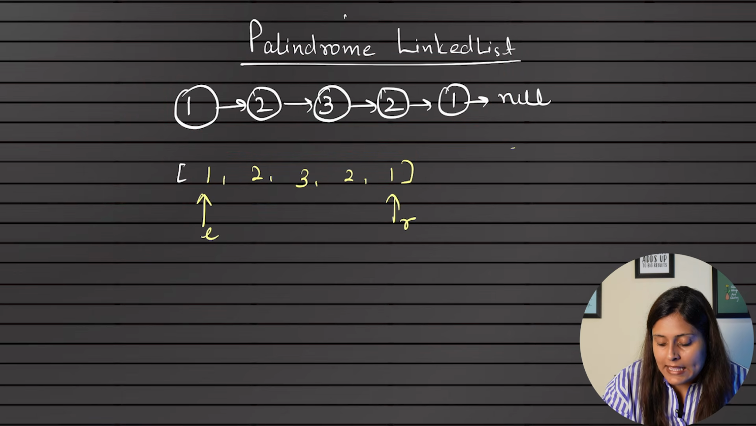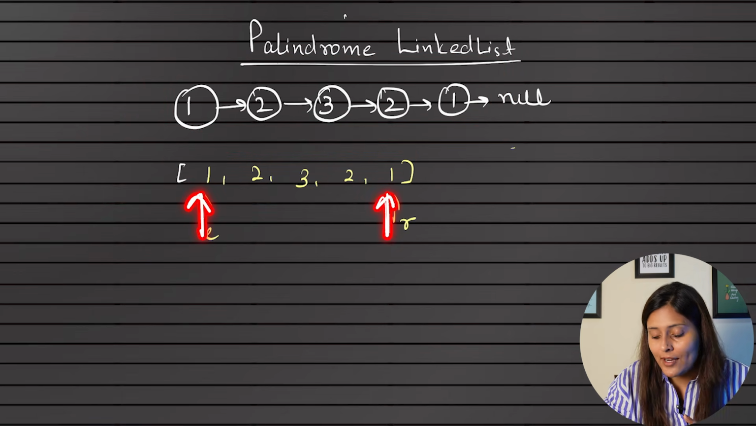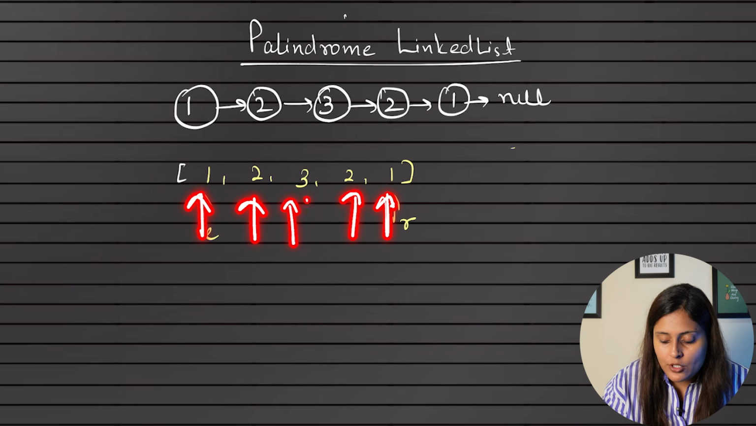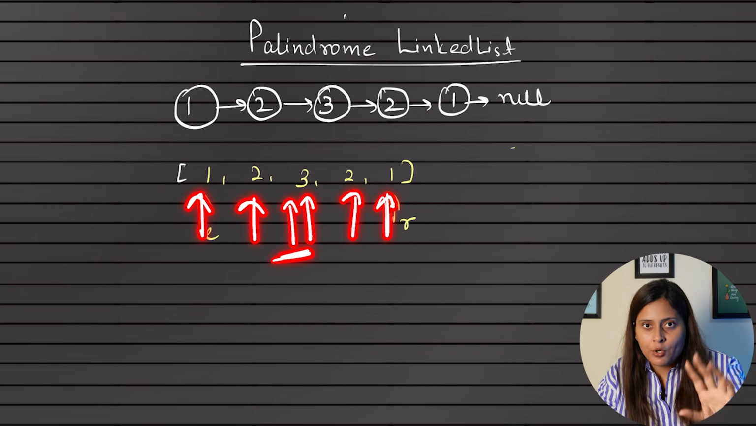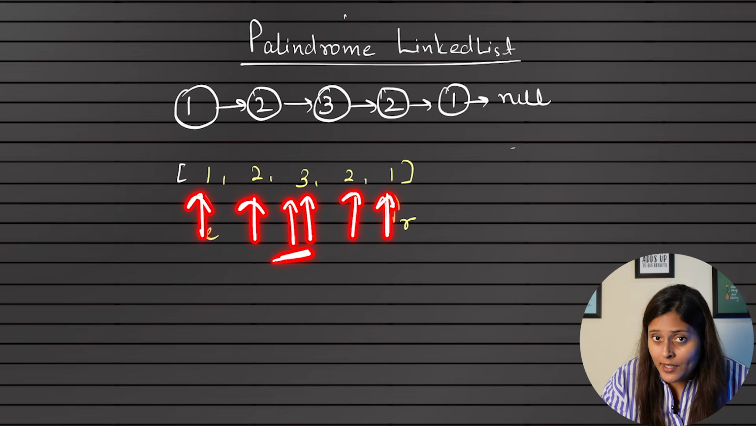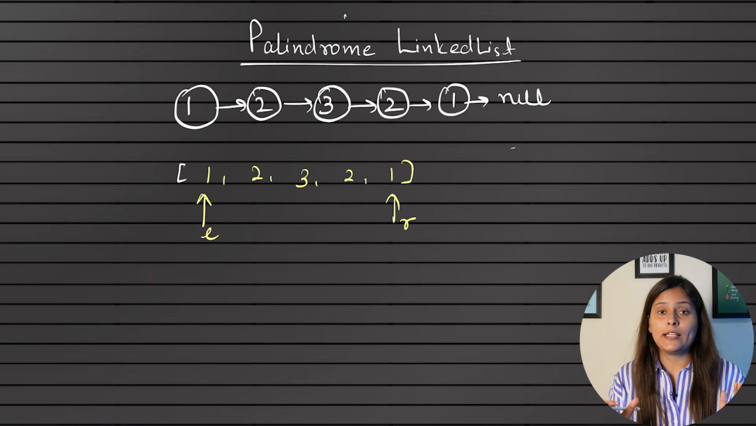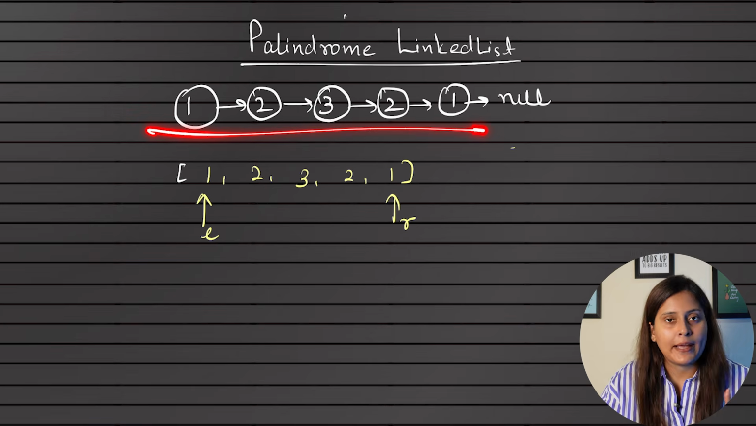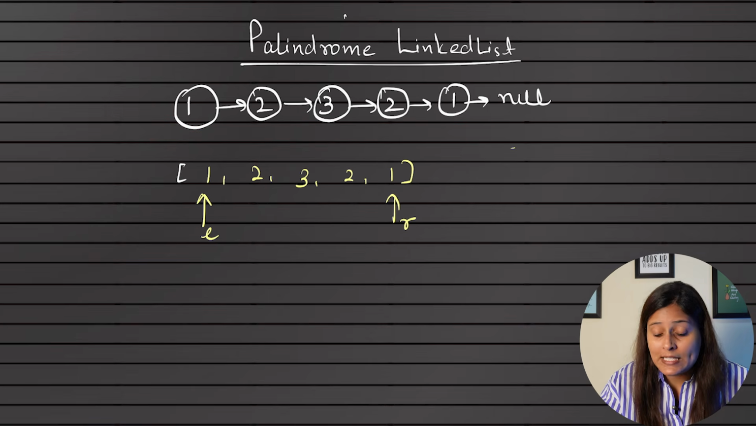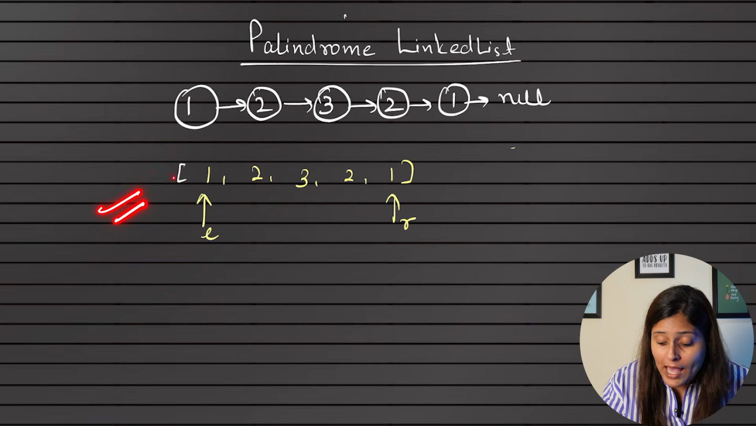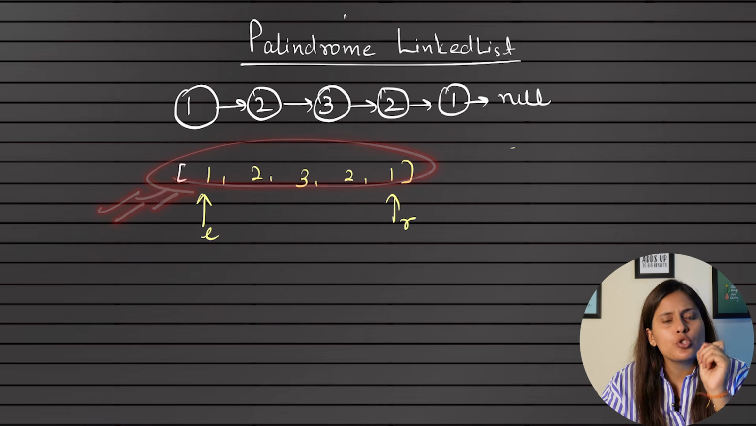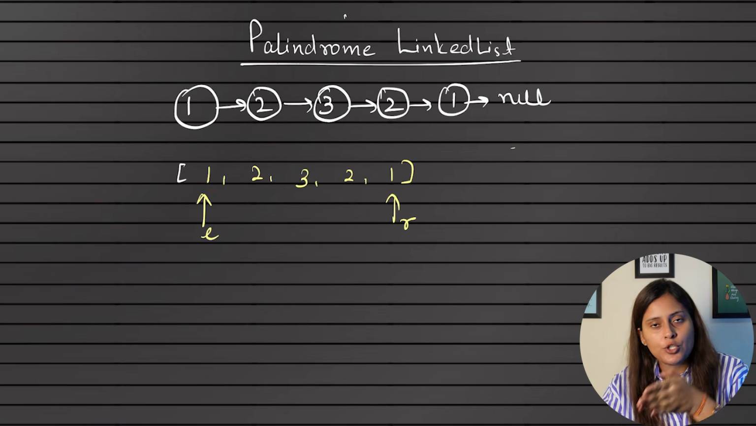Why n by 2? Because left, right. In the next iteration left, right, and in the next iteration left and right. So the number of iterations are just O of n by 2, right? Because in the same iteration left and right both are moving ahead, correct? So O of n and O of n by 2, but still the space complexity will be O of n. Why? Because we have used extra space to store our values from linked list to list.